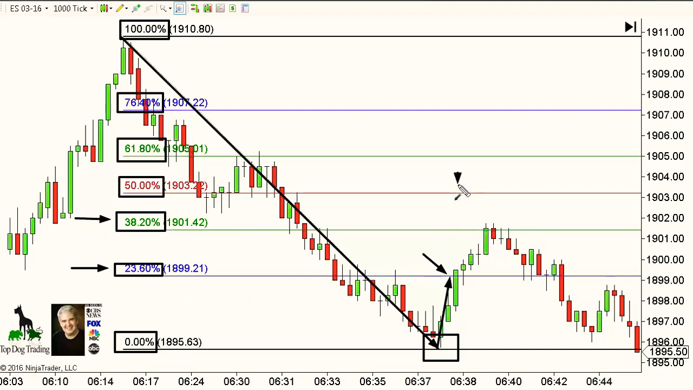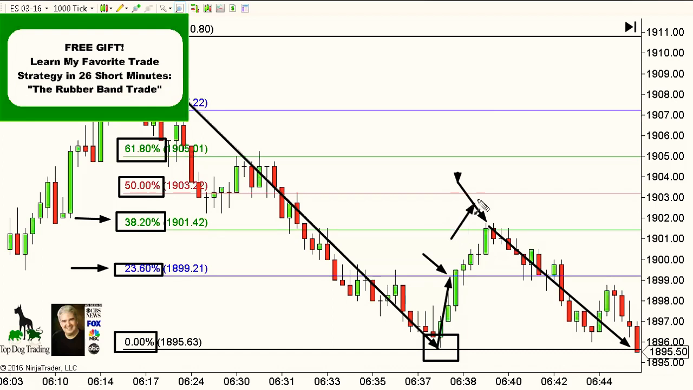That's where it went to. Whoops. It went to there, and then it continued on down. But it could have also gone to 50, or it could have gone to 61.8, or it could have gone to 76.4. Heck, could have gone all the way back to 100% or even above.